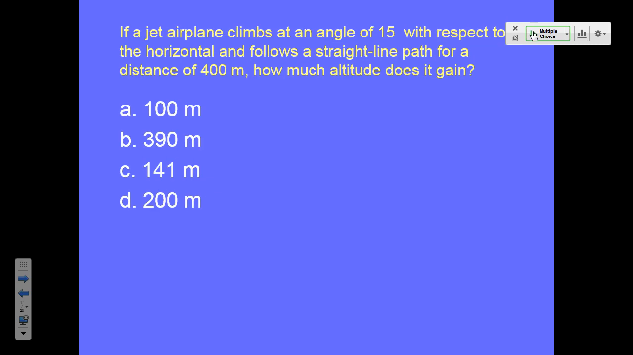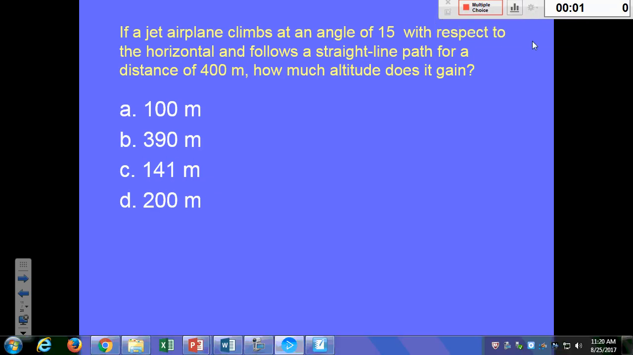Okay, here we go. We have a jet airplane that climbs at an angle of 15 degrees with respect to the horizontal and follows a straight line path for a distance of 400 meters. Let me draw what this means up here. The wording on this is unfortunate. This distance is 400 meters and it goes at an angle of 15 degrees. 400 meters. And I want to know what altitude does this plane gain.